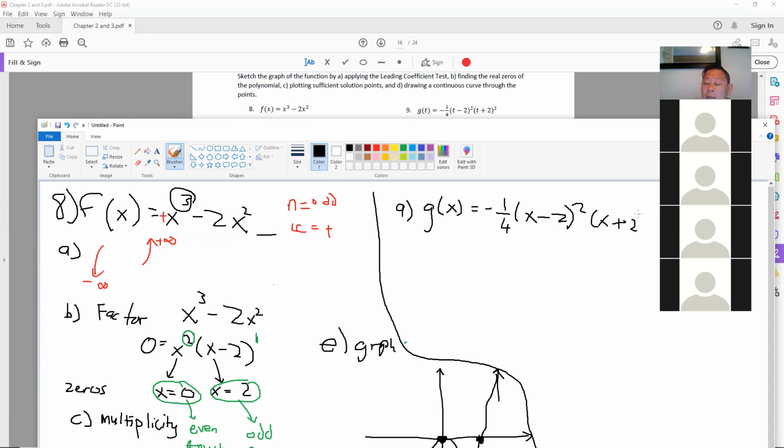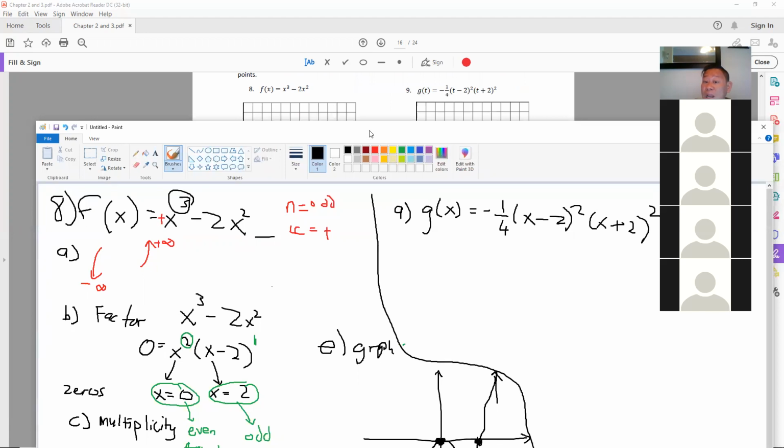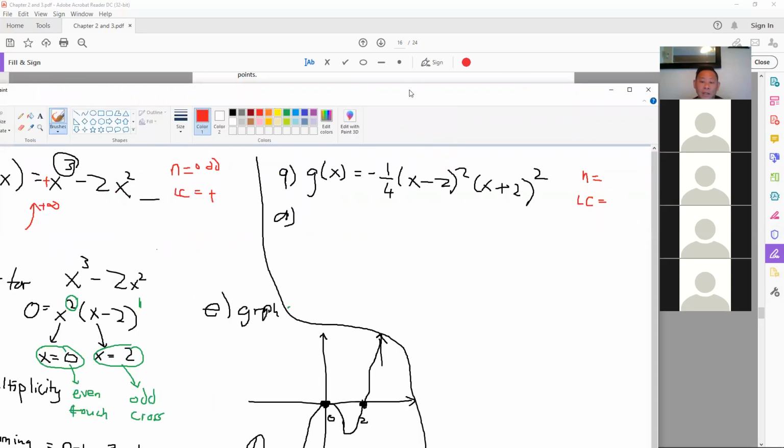Now, if you look at question 9, has it been factored for you? Do you need to factor it like what we did in number 8? Question 9 has already been factored for you, so you do not need to factor here. My question in this case is the same thing. What is the leading coefficient test? Can someone tell me what your power is and what your leading coefficient is? And if you don't know this, you better pay attention.